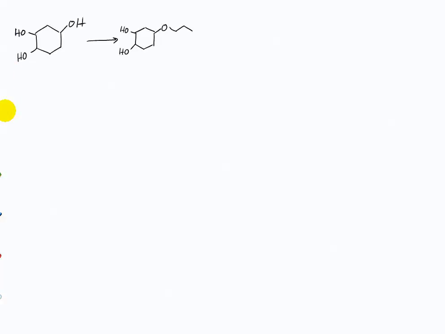Well, what you can do is protect these two together because they're close enough to form a cyclic acetal. You could add something like acetone in the presence of acid. And you could perhaps, if you get the conditions right, preferentially protect these two, since they're closer to each other.